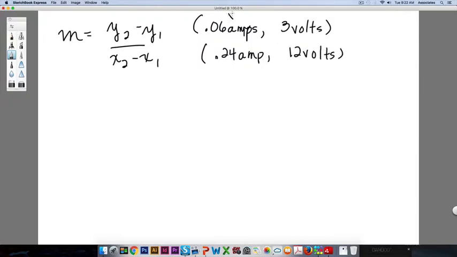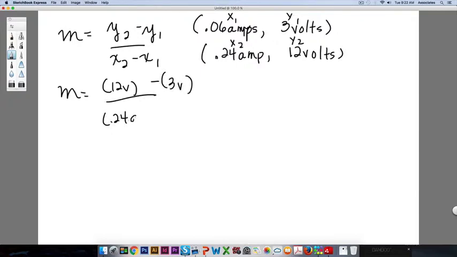So this is x from the first point, y from the first point, x from the second point, y from the second point. So let's plug it in. We have 12 volts minus 3 volts over 0.24 amps minus 0.06 amps. So let's do the math. I get 9 volts over 0.18 amps.